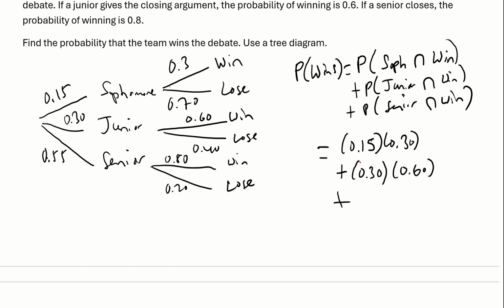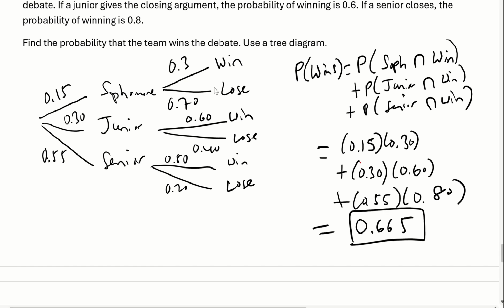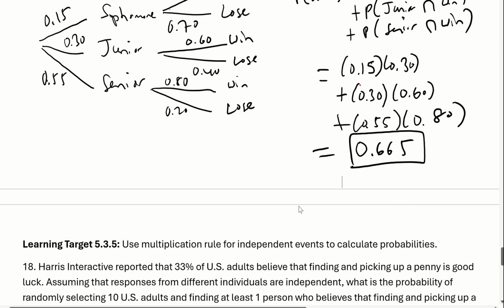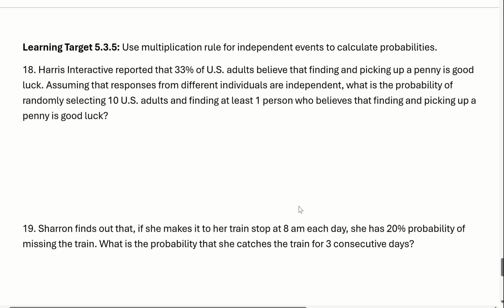And then senior and win is 0.55 times 0.20 for, 20 is losing, 80% chance of winning. And you multiply them, add them up together, you get 0.665. That's the chance of winning the debate. Okay, all right, so there you go. That takes care of that one.